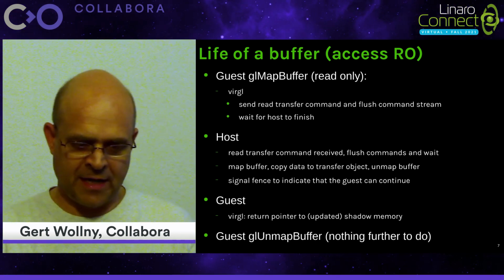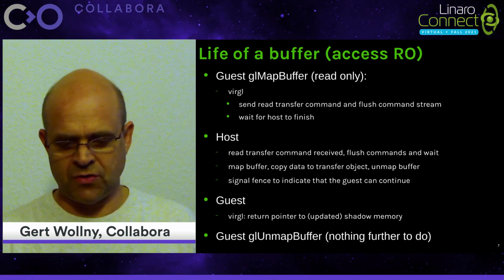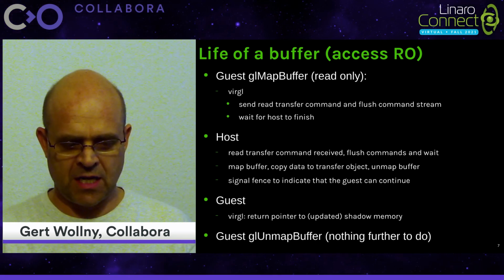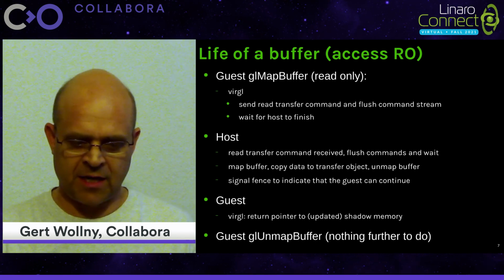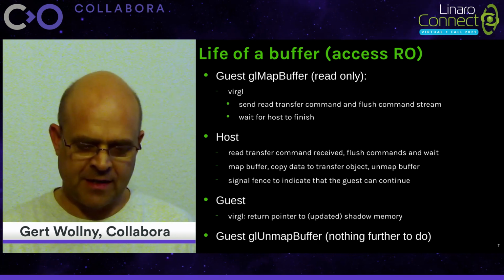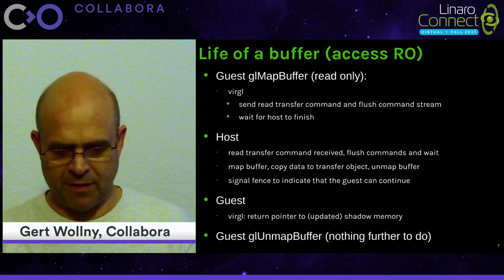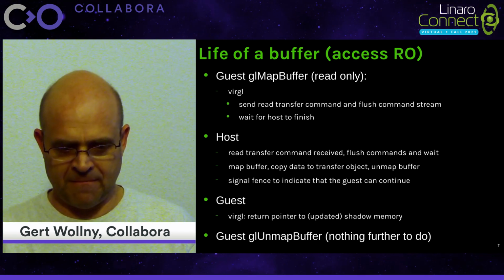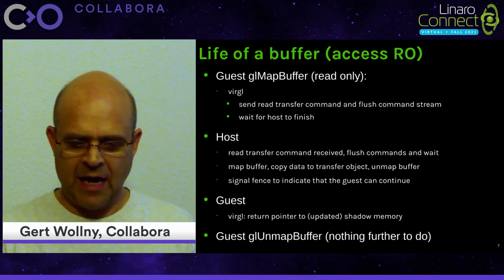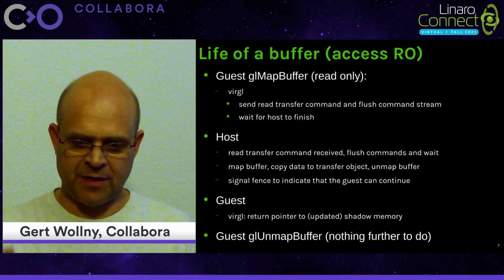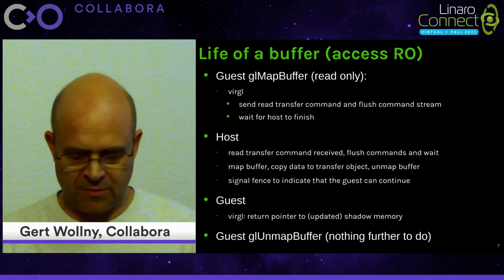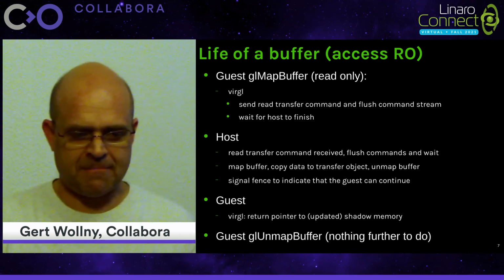At this point, the guest returns the pointer to the updated shadow memory back to the application, and the application can read back the data it wanted to read. And finally, the guest application calls GL unmap buffer, and nothing further is to be done. What is kind of hidden and not talked about here is how the host is actually copying the data to guest memory. Usually it's done in the kernel. It's an extra copy that you have to live with.